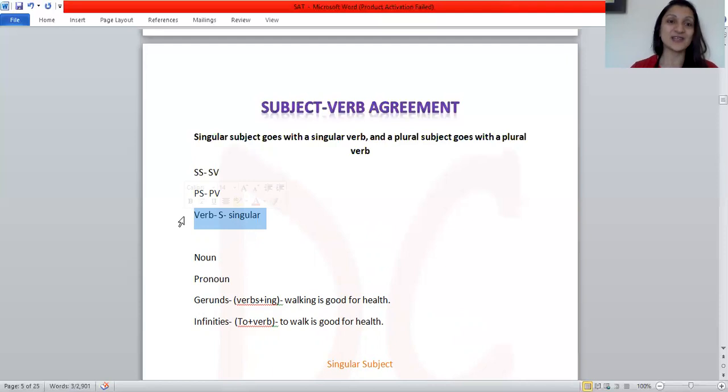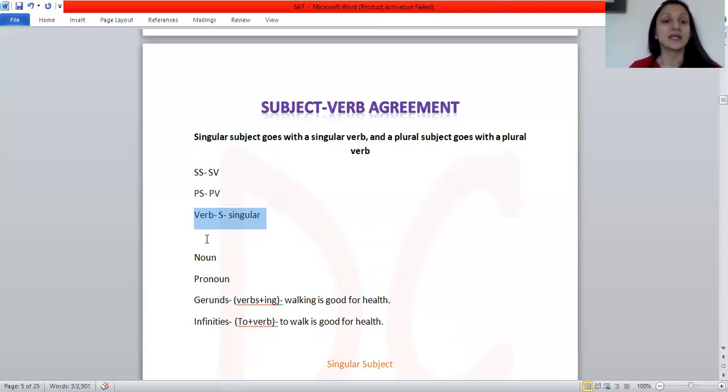So when you see S, you're like, oh yeah, that's plural. You will see this happening. Even right now, if you feel that it will never happen with you, you will see that happening in questions, because that's how SAT traps you. So remember, verbs with S are singular. We'll go into more detail when we start doing some questions.